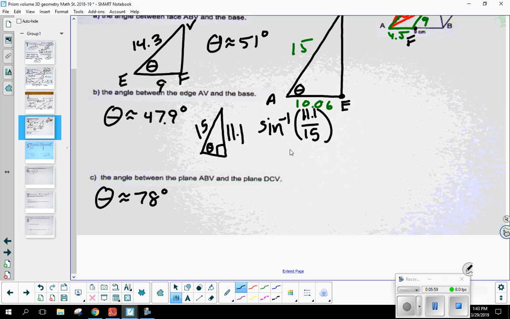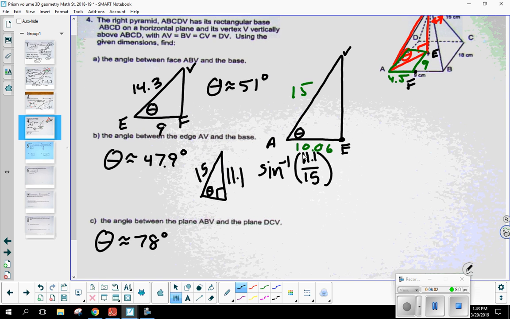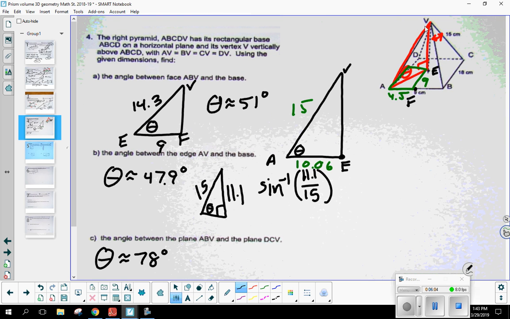Let's help her out with this. We're trying to find the angle between plane ABV, the front face, and plane DCV. So how can we diagram this? There's just one diagram I use to help me out. We're looking at the angle between the front face and the back face. So what perspective do you think I took? I looked straight at it from the side.